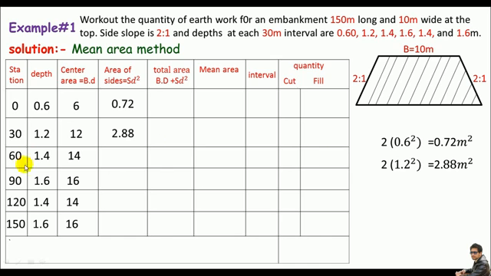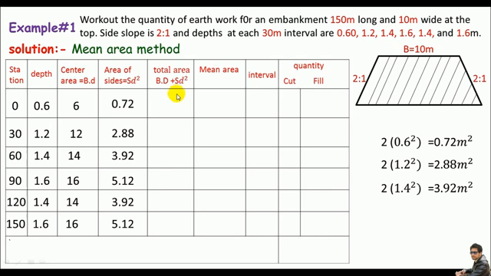And now per 60 meter change, we have, of course, 2 times, the 2 is just the side slope, 1.4 squared, because 1.4 is just the depth at 60 meter interval. We can get, of course, 3.92 square meter. I'll just plug this value over here in this table and do the same method for all these remaining ones.